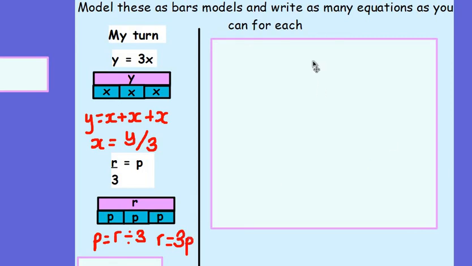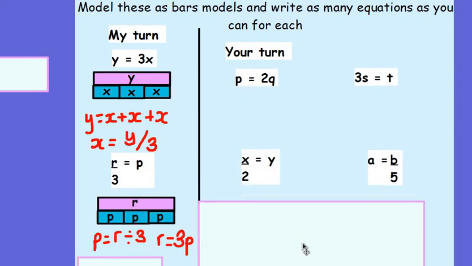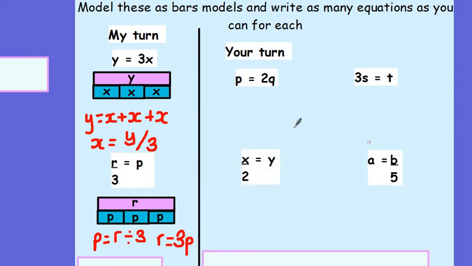Over to you, Year 9. In your light blue books, draw these as bar models for me and see if you can write an equation for each of them, which looks like Q is equal to something, S is equal to something, X is equal to something, and B is equal to something. Pause the video and have a go at that in your light blue books now, please.